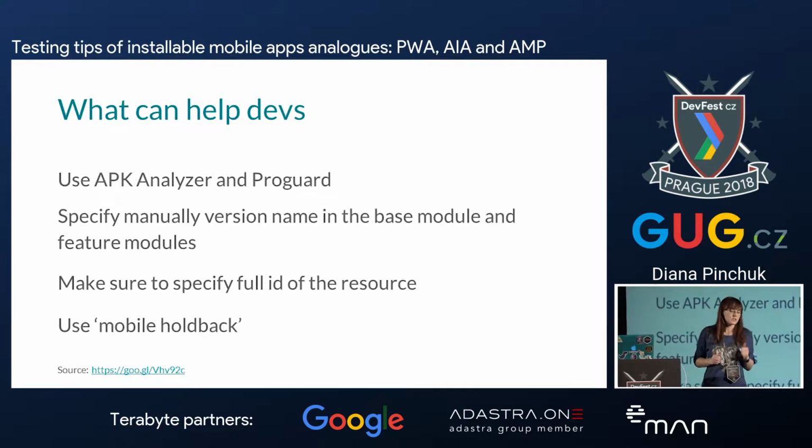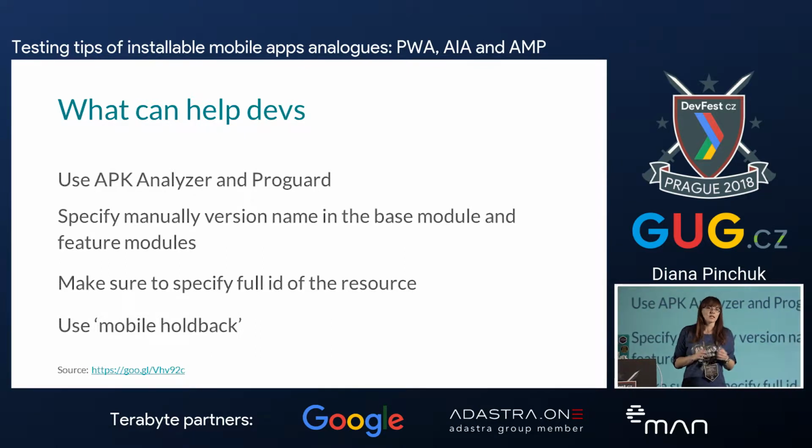What could help developers? Using APK Analyzer and ProGuard, which will show what types of sources use a lot of memory and so on. You need to always specify the full ID and full path to your sources, because modules have a different type of connection than a usual application, and they could crash if you don't specify the full ID.